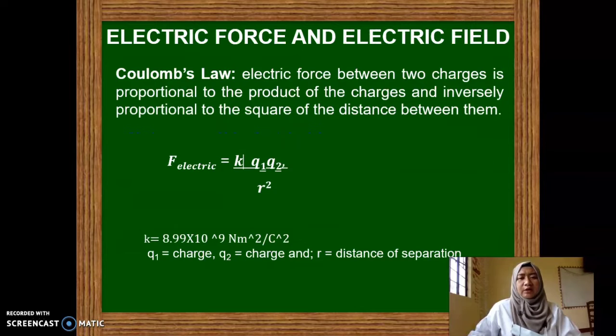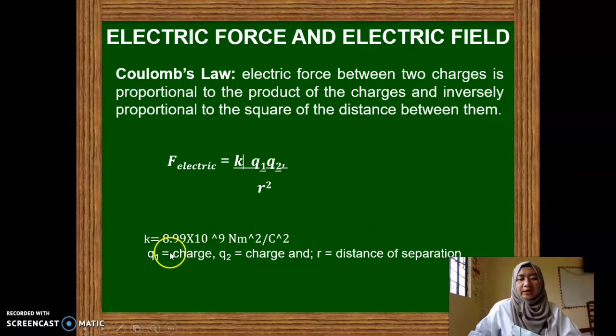Electric force and electric field are explained by Coulomb's law, where the electric force between two charges is proportional to the product of the charges and inversely proportional to the square of the distance between them. In formula, we can write that as force equals the proportionality constant K multiplied by the product of the two charges divided by the square of the distance between the charges. Remember the constant K is always equal to 8.99 times 10 to the power of 9 newton meter squared per coulomb squared.